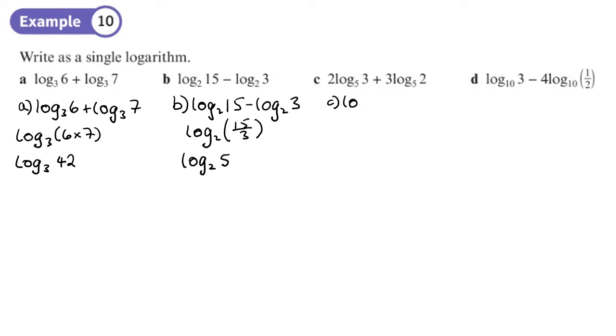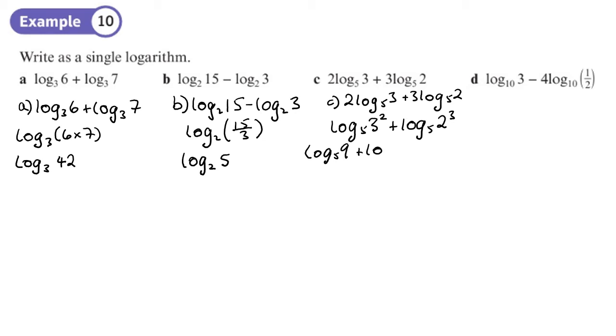C, there's a 2 there, sorry. 2 log base 5 of 3 plus 3 log base 5 of 2. Right, we've got a number at the front. That becomes the power, so it's log to the base 5 of 3 squared plus log to the base 5 of 2 cubed. So that's log to the base 5 of 9 plus log to the base 5 of 8.